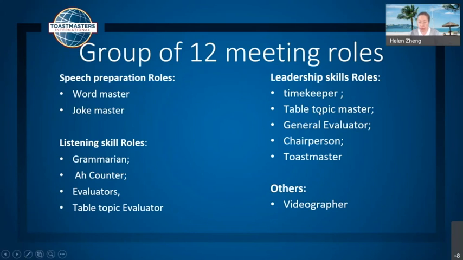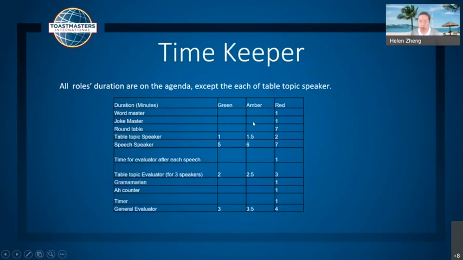The leadership skill roles would not challenge us if we have already played the above meeting roles step by step. At this step, to start improving leadership skills, take the timekeeper role first. It will help us know the entire meeting procedure and each segment duration. The durations are on the agenda. Learn all durations by heart prior to the meeting.